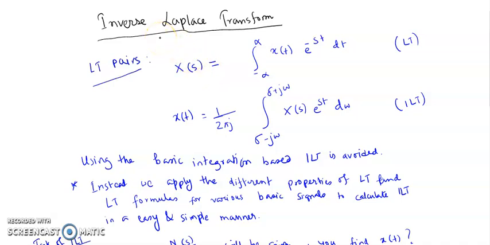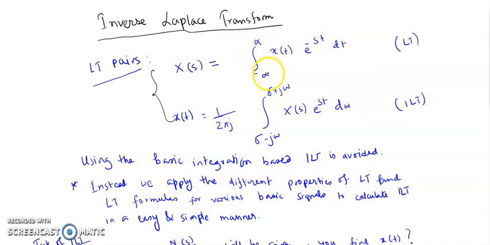In this video, we are going to discuss the techniques or steps to find the inverse Laplace transform from the given Laplace transform X(s). So we know the two equations of Laplace transform. The forward equation X(s) is equal to the integral from minus infinity to infinity of x(t) e to the power minus st dt.